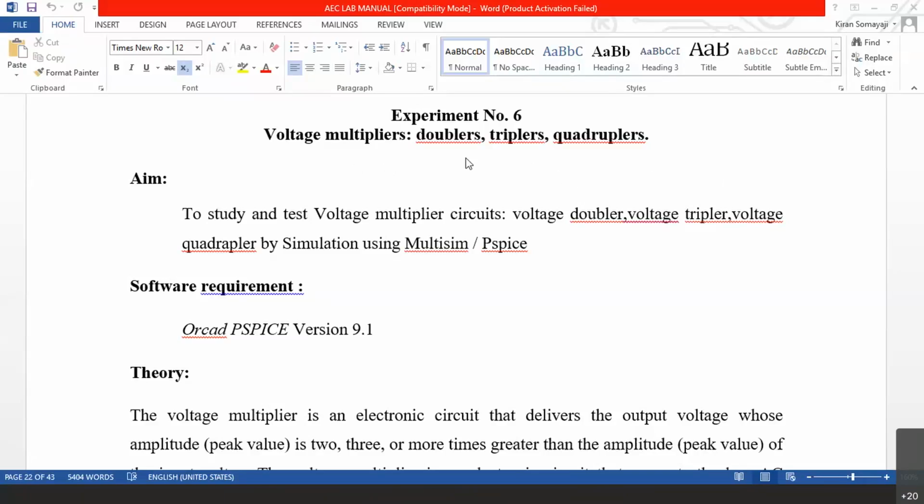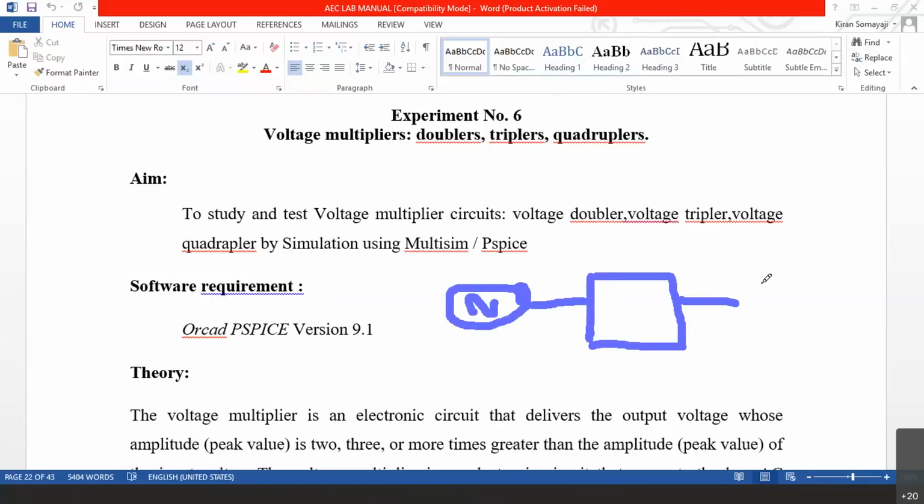Now today we are going to see doublers, triplers and quadruplers. Voltage doublers, all these circuits are AC input and DC output. Let me write a block diagram. Now input is AC, output is DC. This is the symbol for DC. Whether it is voltage doubler or voltage tripler or voltage quadrupler, input is AC, output is DC.